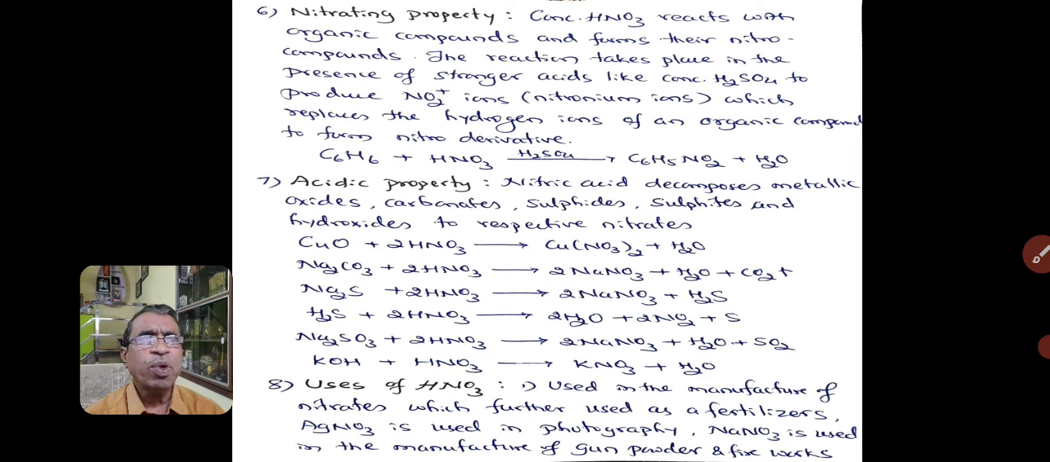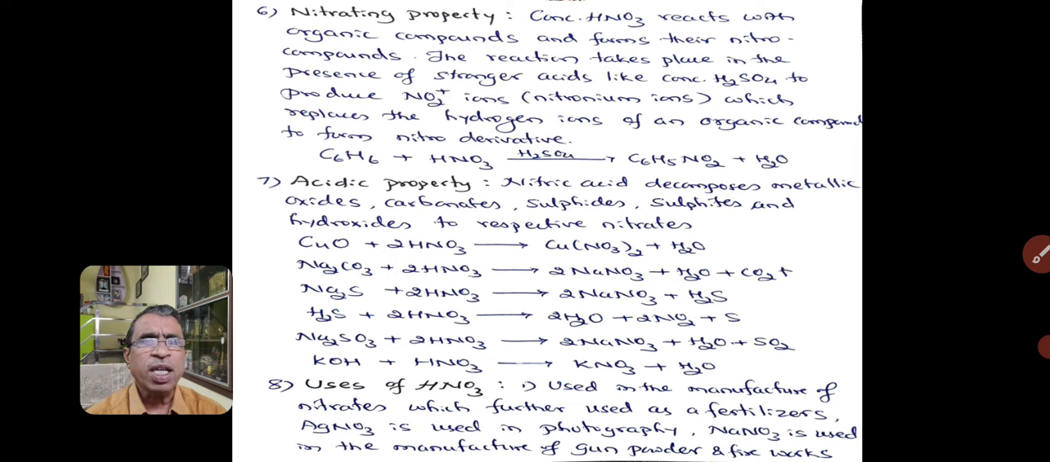Nitric acid decomposes metallic oxides, carbonates, sulfides, and hydroxides to the respective nitrates. CuO plus 2HNO3 gives Cu(NO3)2 plus H2O, where copper oxide turns to copper nitrate. Similarly, sodium carbonate turns to sodium nitrate and carbon dioxide. Sodium sulfide turns to sodium nitrate and hydrogen sulfide. Further, the hydrogen sulfide turns to sulfur.